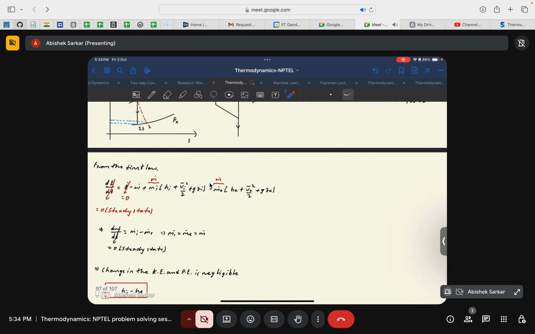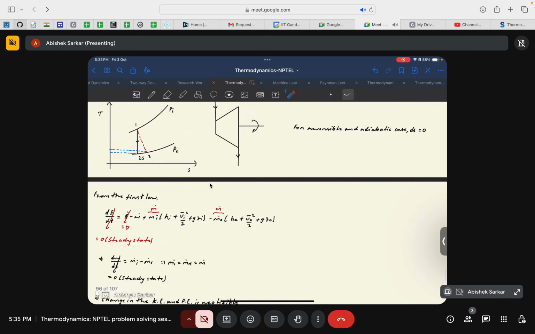I hope this discussion is clear. Again, we will define it in the following discussion. We will see similar plots for different devices as well, but I hope that this is clear.